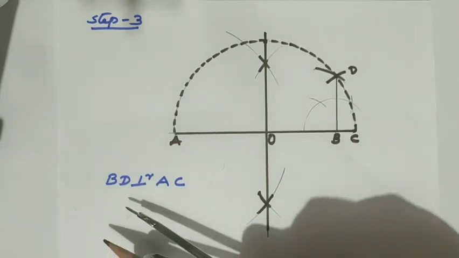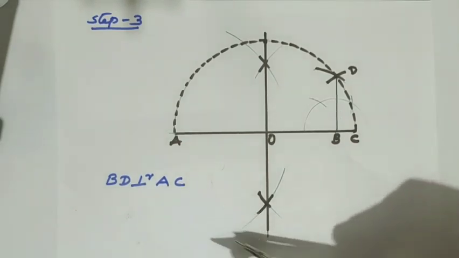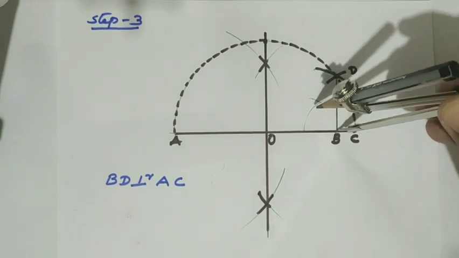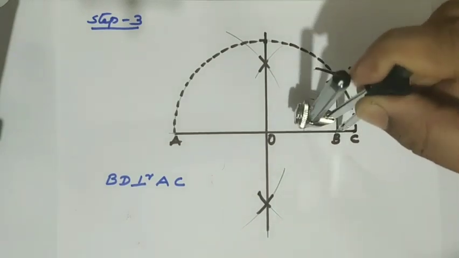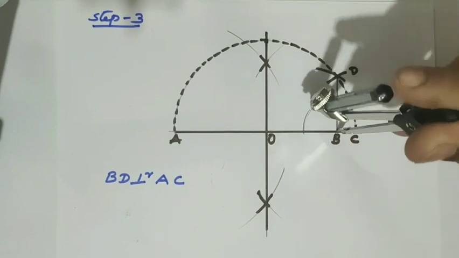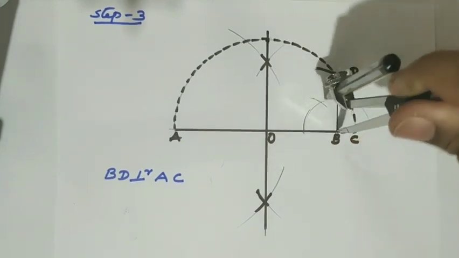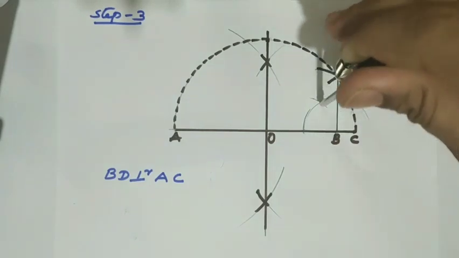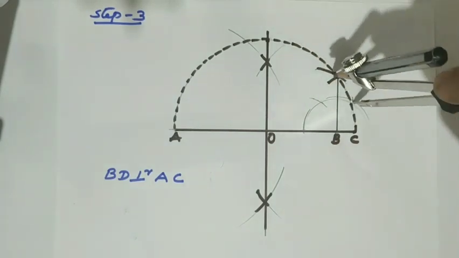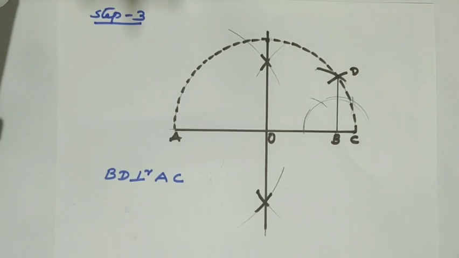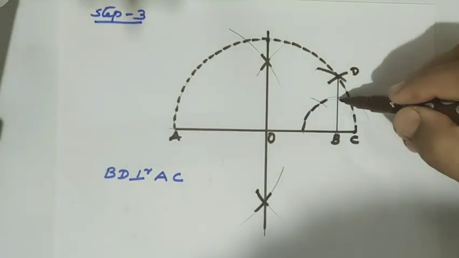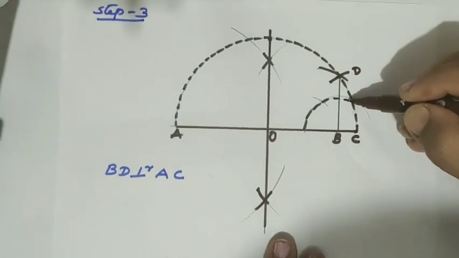Now the third step is BD perpendicular to AC. So with B as the center, we have to make a 90-degree construction. In lower classes we have studied how to construct a 90-degree angle. Again we will draw 2 arcs, and from there we complete 2 more arcs. I have already drawn it here. That is a rough figure only. So, the 90-degree construction.